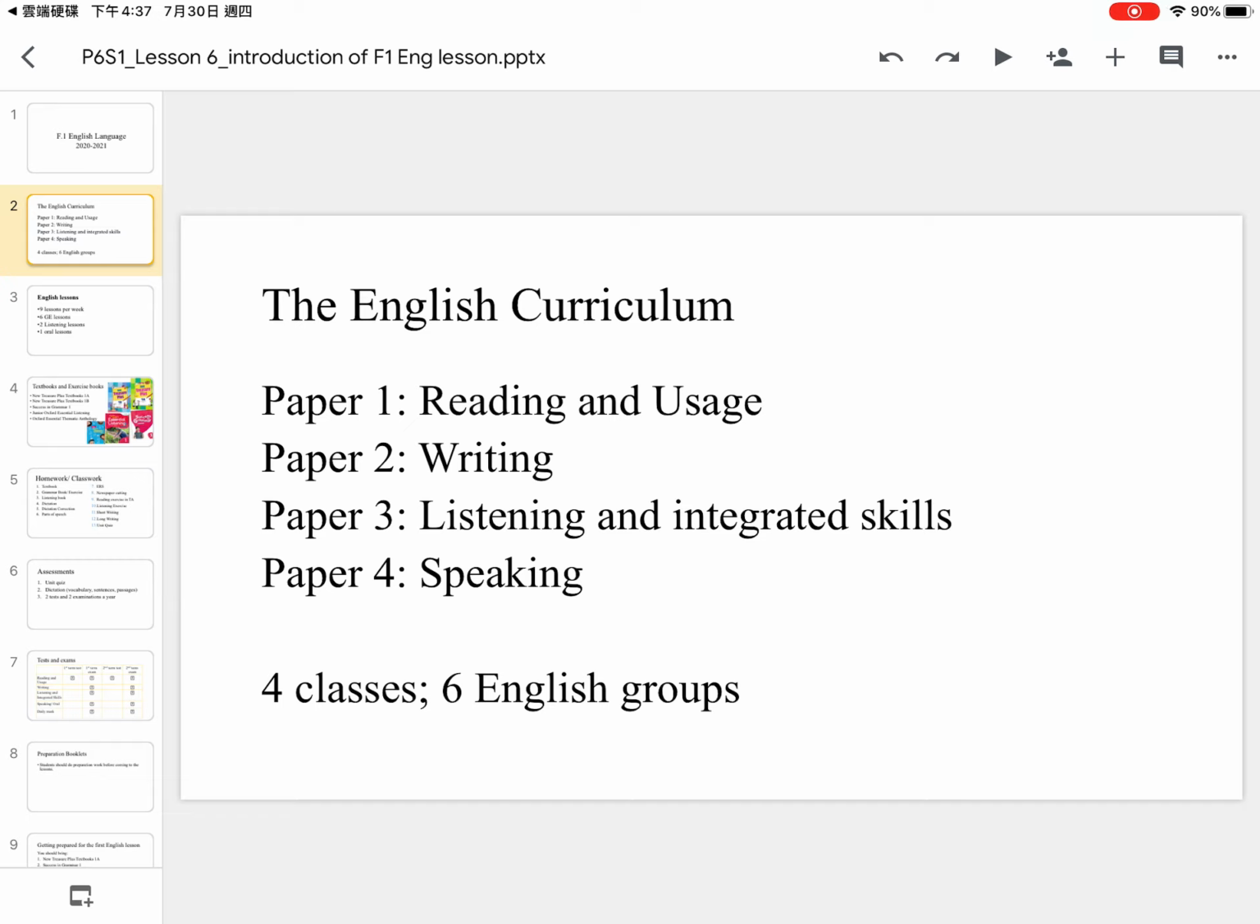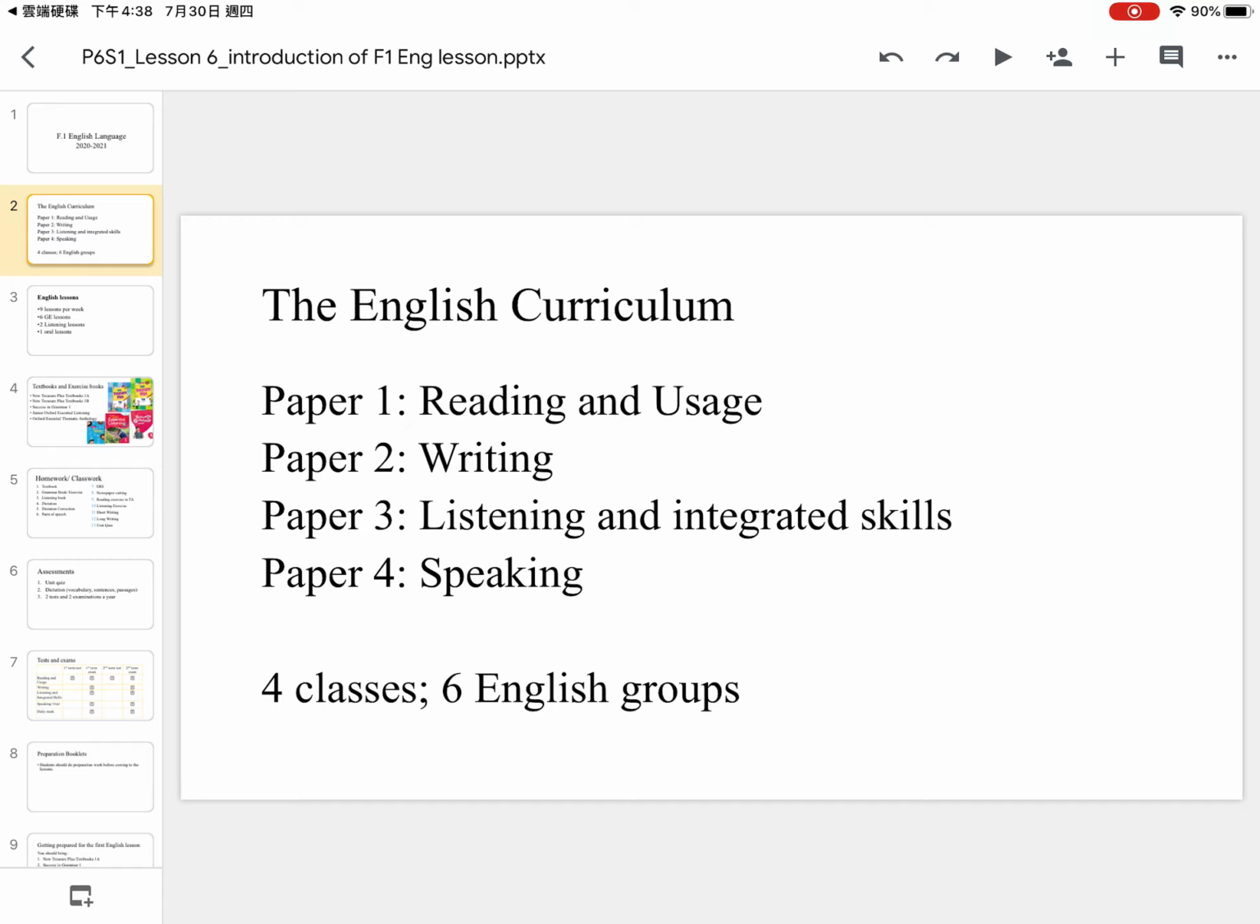You will have 4 papers in English. Paper 1, reading and usage. Paper 2, writing. Paper 3, listening and integrated skills. And paper 4, speaking. In the normal English lessons, we will include all these 4 papers, as well as you will see them in your test and exam. Your English teacher will talk about it in detail with you, so don't worry if you are not sure about these 4 papers.